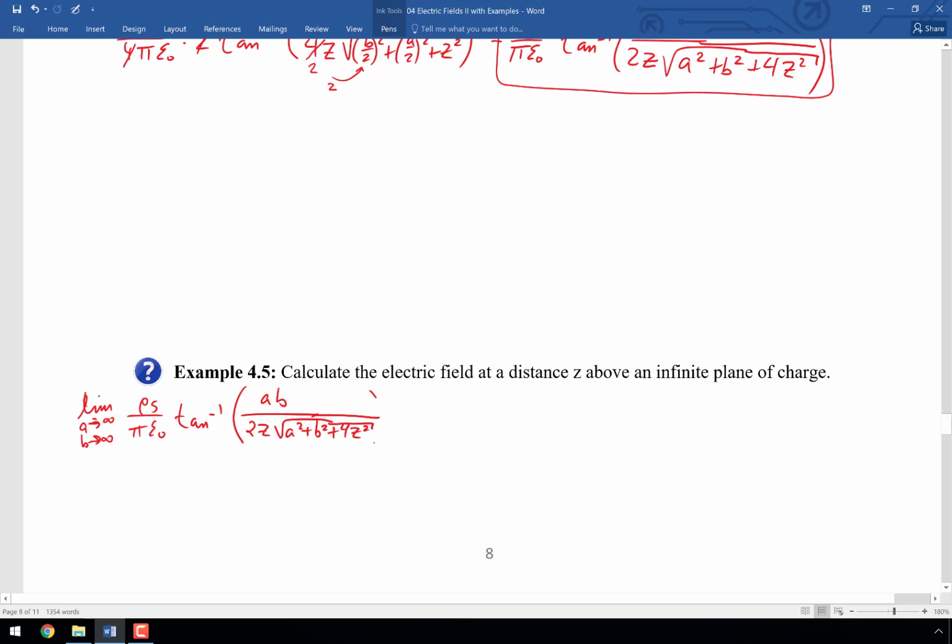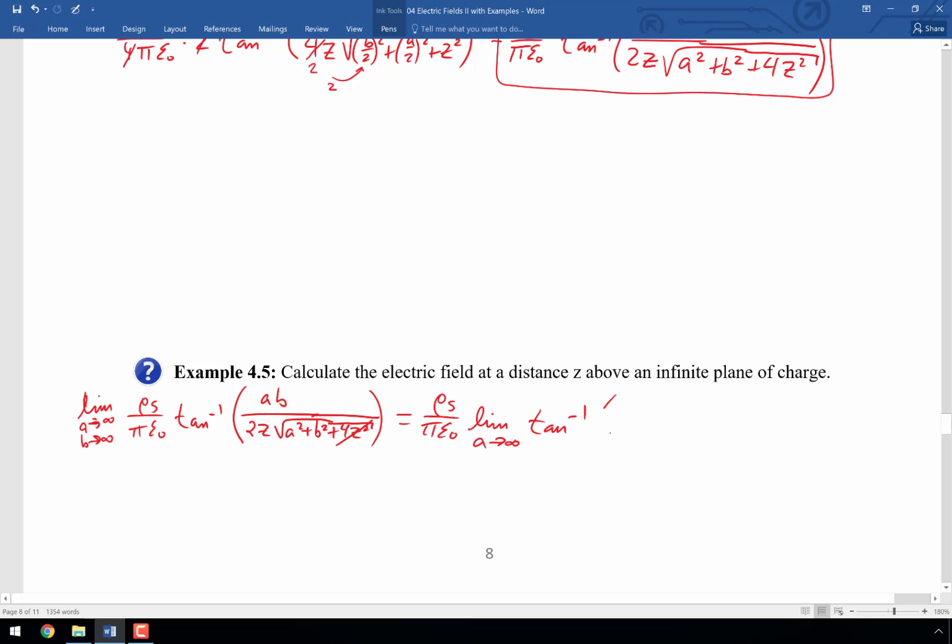Now, this is where mathematicians and engineers differ a little bit. A mathematician would have a very detailed proof of what I'm about to sort of wave my hands at. If a squared and b squared are both infinitely large, then the 4z squared is going to become insignificant. And if a squared and b squared are both infinitely large, then they're both approximately the same as each other. And again, a mathematician would be very upset at this. But I can represent this as rho sub s is a constant, pi epsilon 0 is a constant. I'm going to take the limit, and now I'm just going to have 1, and I'll arbitrarily choose a.